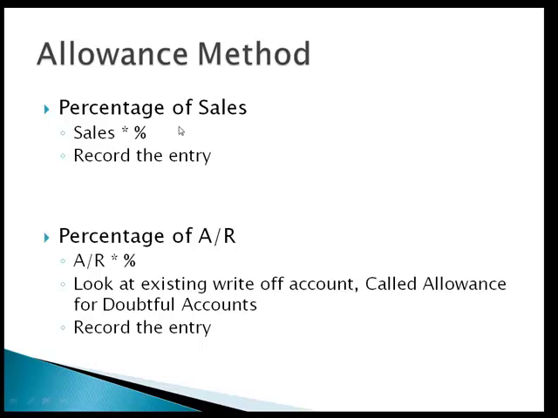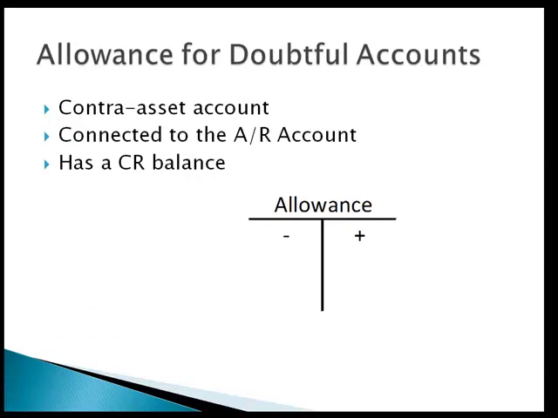There's two different methods, as I mentioned before. Percentage of sales, where you just take the sales times the percentage we think is uncollectible and record the entry. And there's a percentage of accounts receivable, which you can see is a little more complex. You take accounts receivable times the percentage, and then you have to look at this existing allowance for doubtful accounts balance and adjust for that beginning balance. Okay, so let me walk you through these two steps.